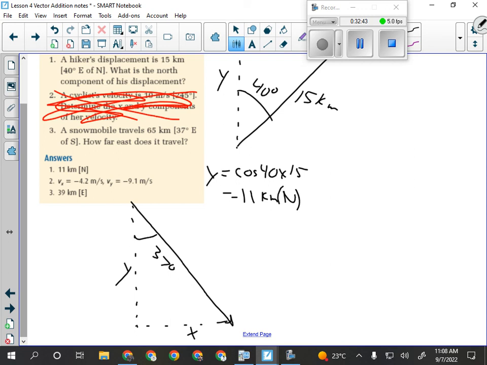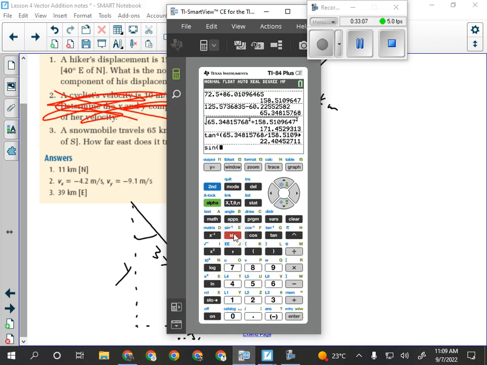They want to know how far east, so I'm looking for x. Is x opposite or adjacent? It's opposite. So what trig function do I use? Sine. So I'll go that x equals the sine of 37 times 65. On your calculator, that looks like sine 37, close the brackets, times 65. And we've got 39 kilometers east.